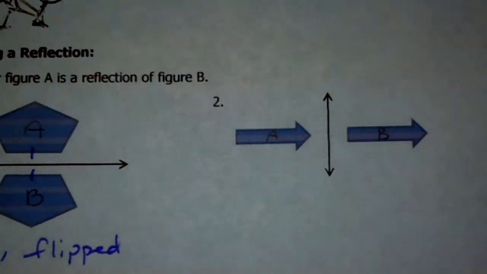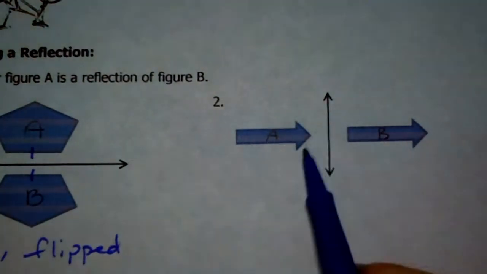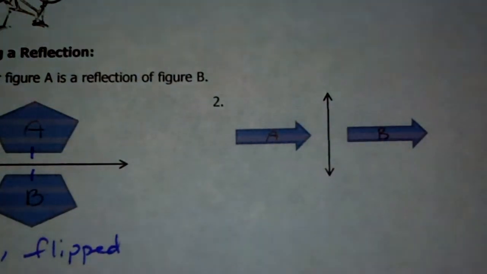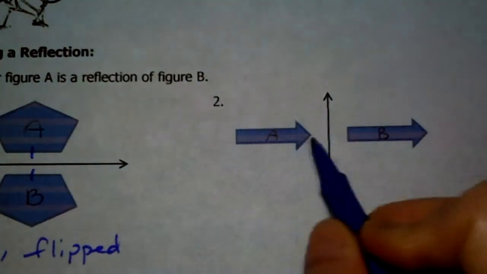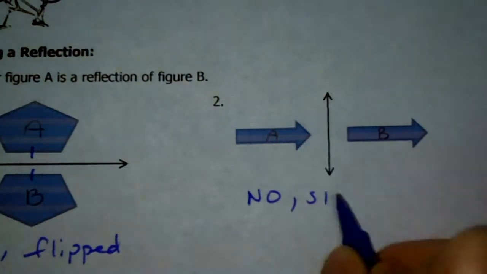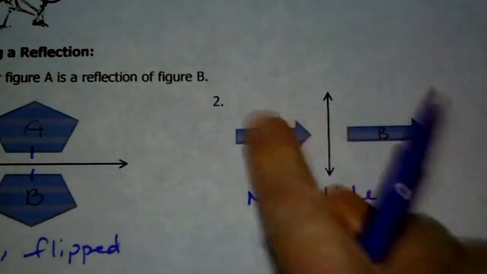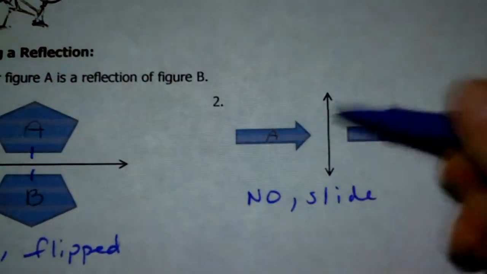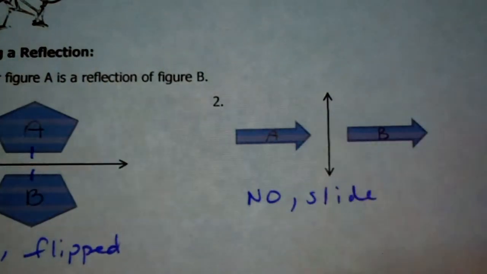Alright, when you look at the second example here, here's my arrow. Does it look like this arrow is looking in the mirror? No, the arrow is looking in the mirror and seeing its backside. That would be another weird thing if you looked in the mirror to see. So, this is not a flip. This is a no. This is actually a translation. We just slid this arrow right over. So this wouldn't be a line of reflection. It's just a line now because it's not a line of reflection.